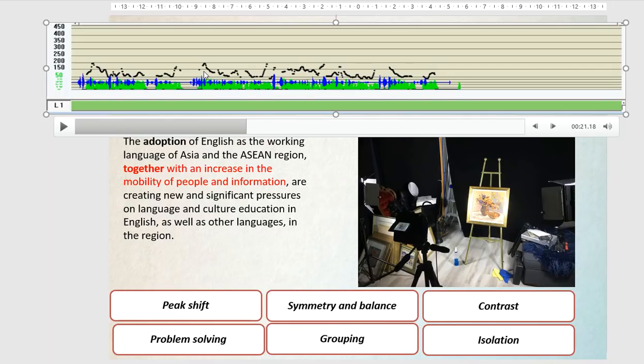initial words of individual chunks in this long sentence. And why is the sentence long? Did we think about it? Why is the sentence long? Wouldn't it be easier to say the adoption of English was really good? Right? That would be no problem.